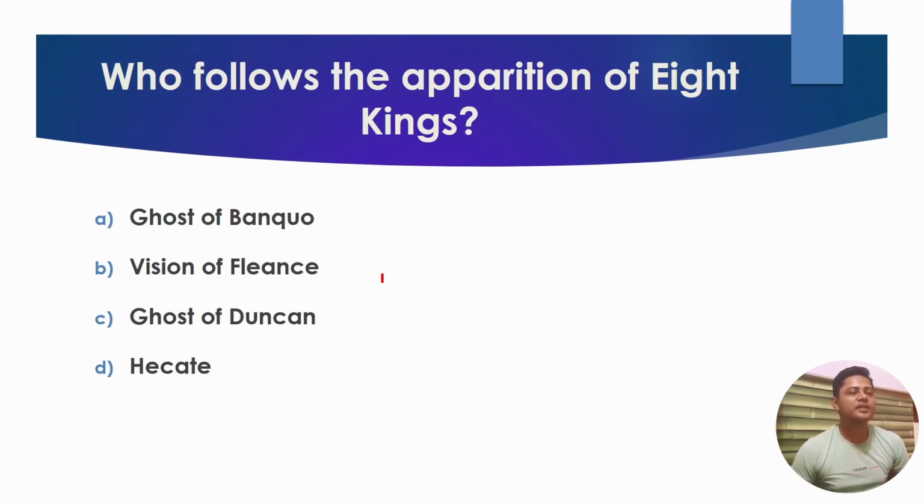The next question is, who follows the apparition of 8 kings? So this is a direct question. The correct answer is Ghost of Banquo.